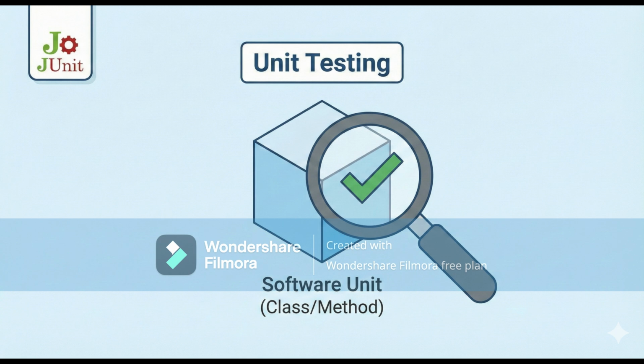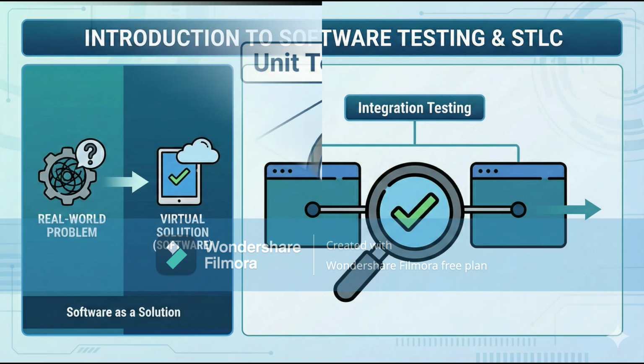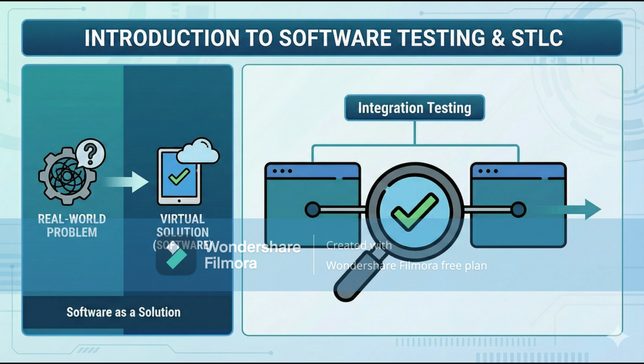Levels of testing, from unit to acceptance testing. The video explains different levels of software testing using Java in an example. Unit testing covers the smallest parts of software, such as individual classes and methods, typically done using JUnit. The next level is integration testing, where multiple components or classes are combined and tested together.